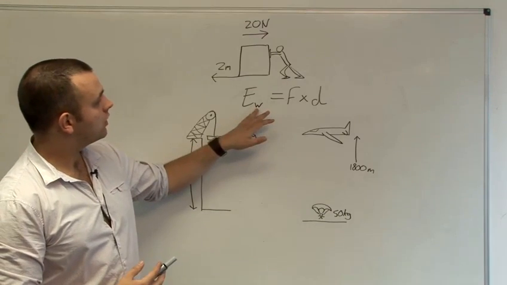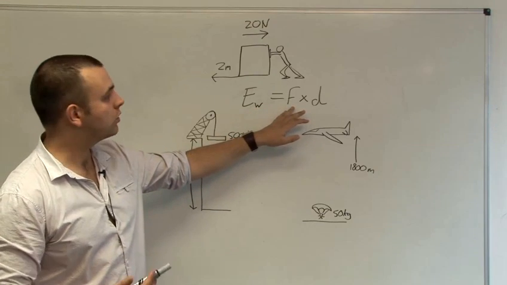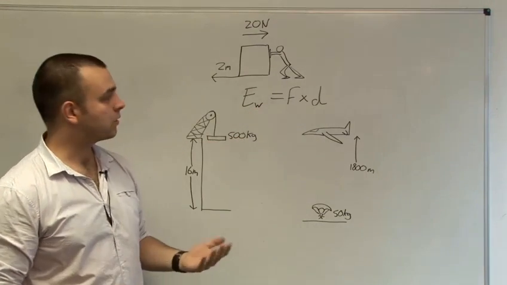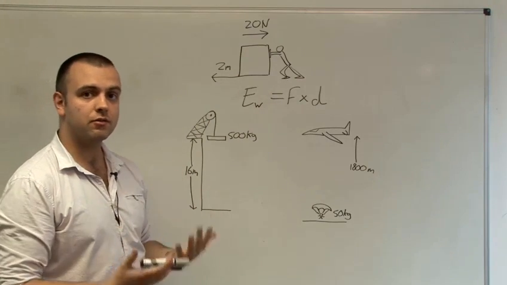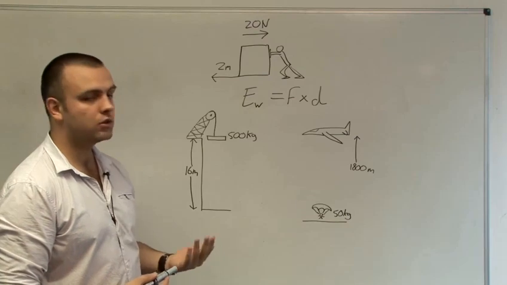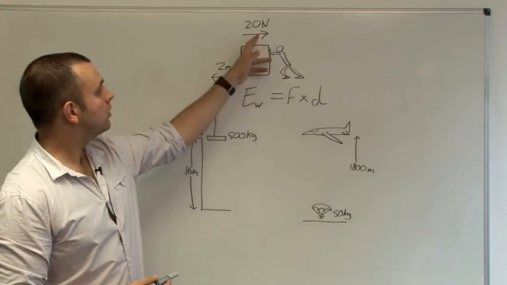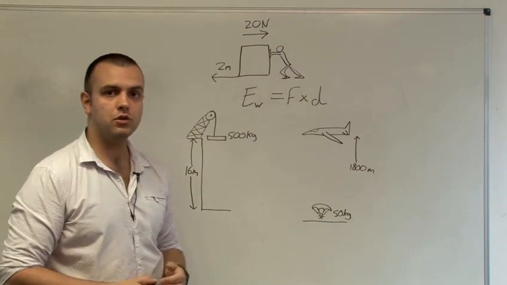The work done is simply the force against which you're doing the work multiplied by the distance over which something is moved. So for example, if you were pushing a box with a resistive force of 20 newtons over a distance of 2 meters, the work done would simply be 20 times 2 equals 40 joules.